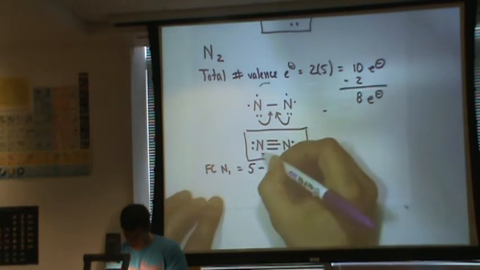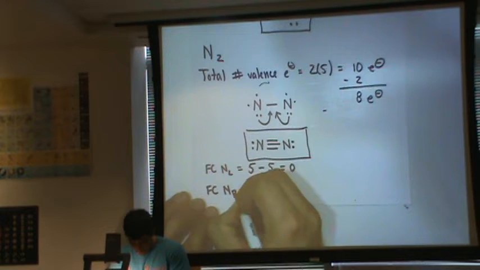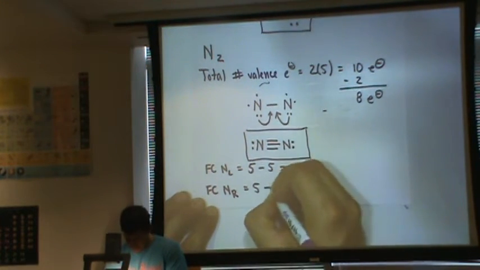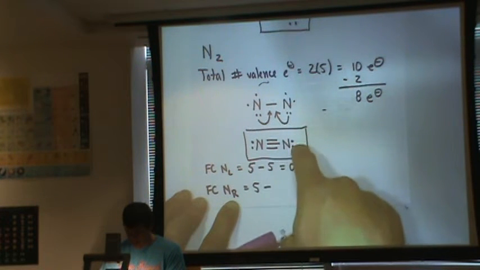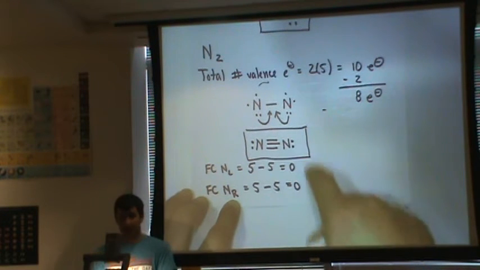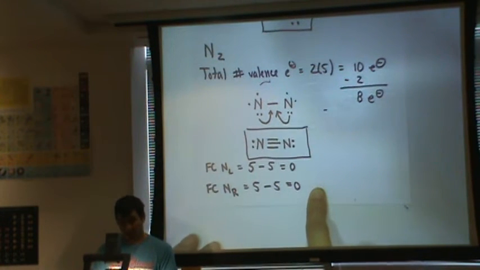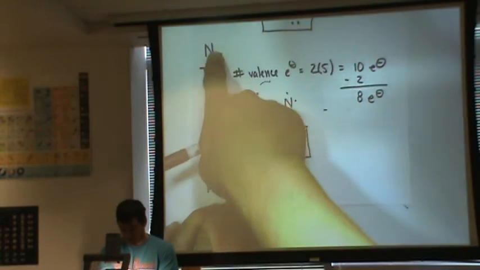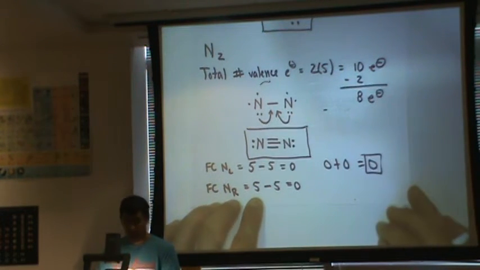Let's do the formal charge of the right atom. Again, nitrogen has 5 valence electrons. In this molecule, this nitrogen atom has 5 things around it. 1, 2, 3, 4, 5. 0. The net sum of all the formal charges in a molecule should equal the charge of the molecule. Nitrogen gas is uncharged. It's just N2, doesn't have any charge. So 0 plus 0 better equal 0. So we know that our structure is correct.